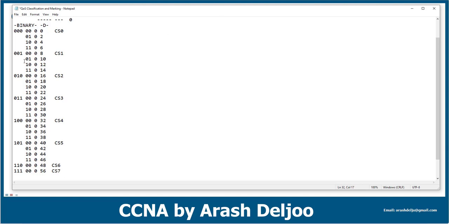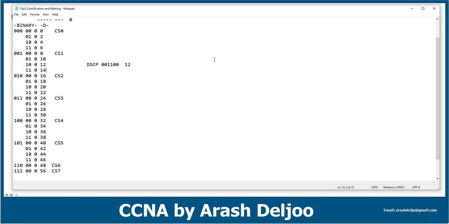For example, let me explain the value of 12 and also the value of 20, okay? 12 means 001, this is one DSCP value, okay? DSCP 001 and then 100. This is equal to 12, okay?